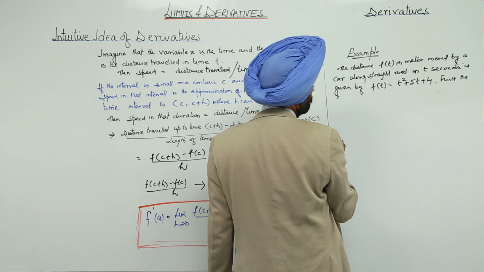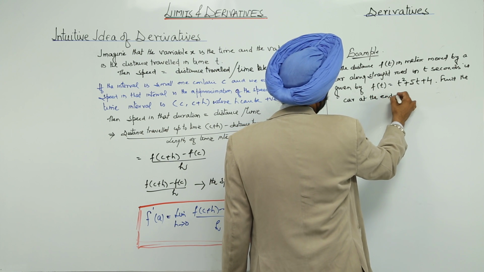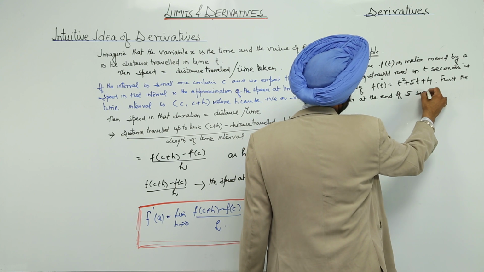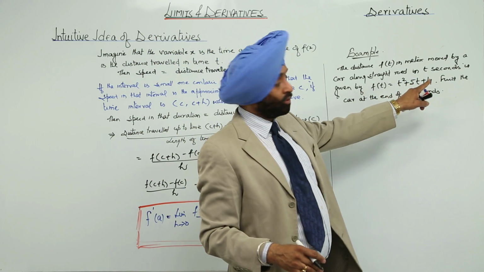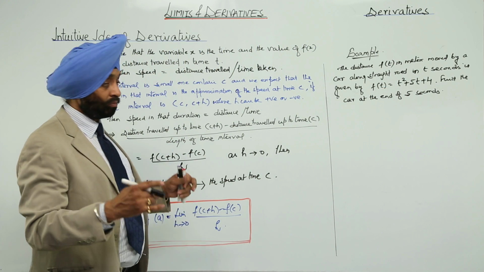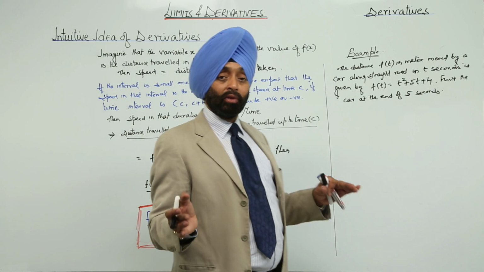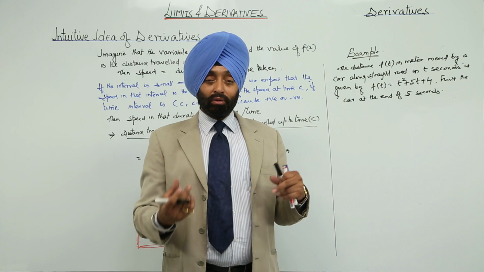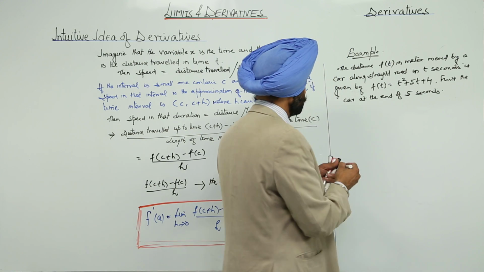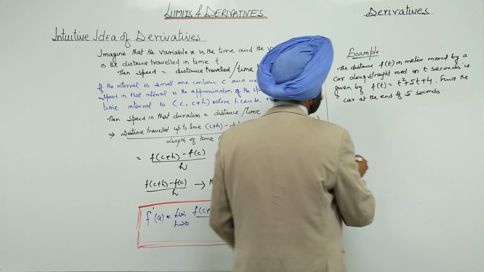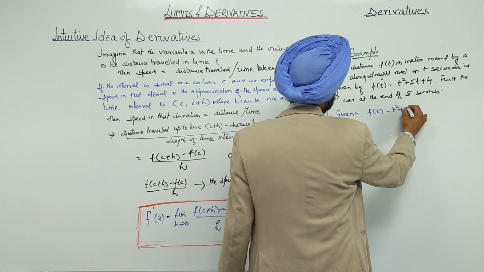Find the speed of the car at the end of, let it be, 5 seconds. Just look, as you started the car, if I ask how much distance you travelled after, suppose, 50 seconds, or 10 seconds or 15 seconds, there should be some calculation. That's what we are going to use this formula for. Now given f(t) is equal to t square plus 5t plus 4.